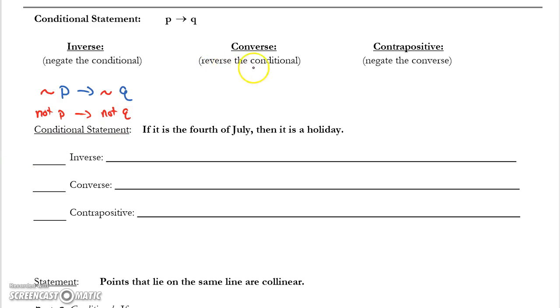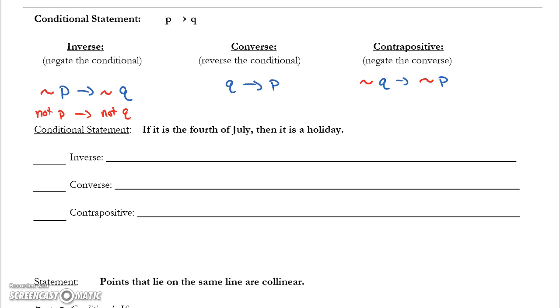The converse says just reverse the conditional. So instead of P then Q, I say Q then P. Now I have a new hypothesis. My new hypothesis was the original conclusion. If it is raining, then the grass gets wet. I now flip it. If the grass gets wet, then it is raining. So I'm flipping the hypothesis and conclusion. The contrapositive, I do both things. I flip the hypothesis and conclusion and I negate both of them. So that's what we're looking at with our symbols.